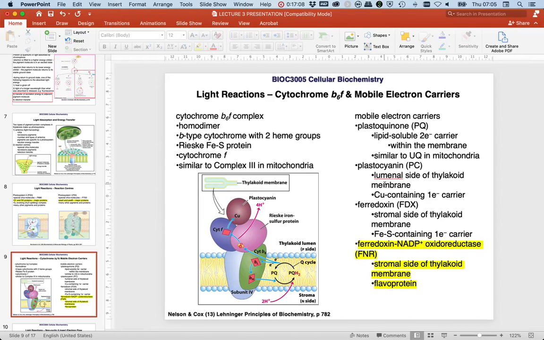And then there's a second electron carrier on the stromal side of the thylakoid membranes that you would not have heard about at level 2. And this is the ferredoxin NADP oxidoreductase, or FNR, and we'll talk about it later in the lecture. So again, on the stromal surface of the thylakoid membrane, it's a flavoprotein, as you would guess, because it's got an NADP plus prosthetic group associated with it, as well as iron in the ferredoxin part of the name.